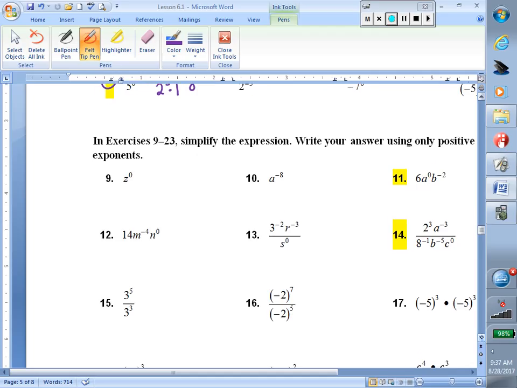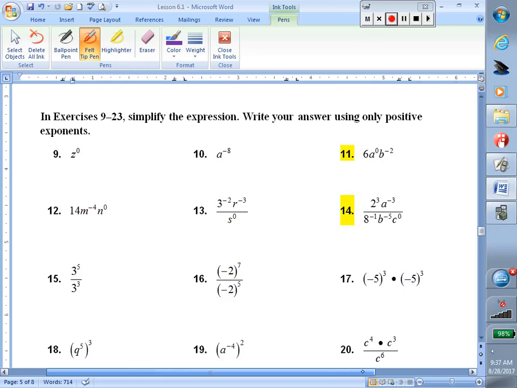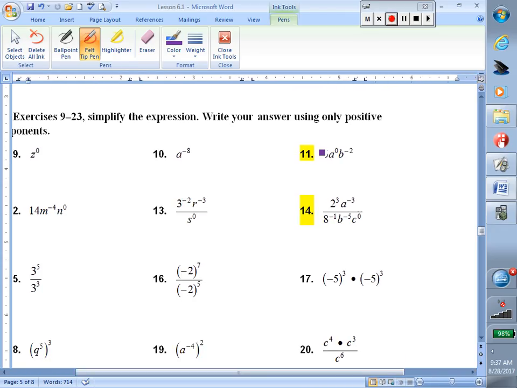I just want to do a couple more examples with you. We're just going to finish up with 2 examples. I want to look at number 11.